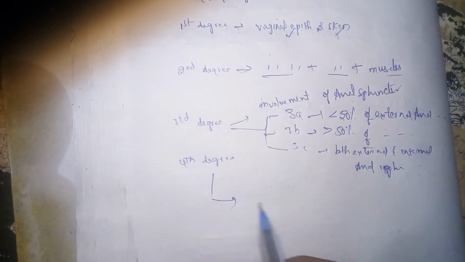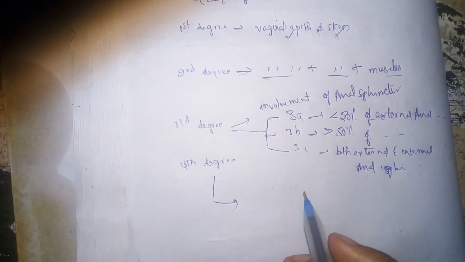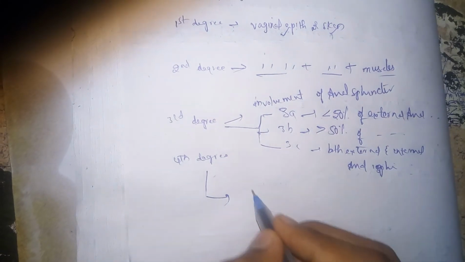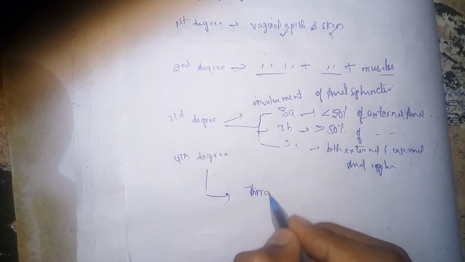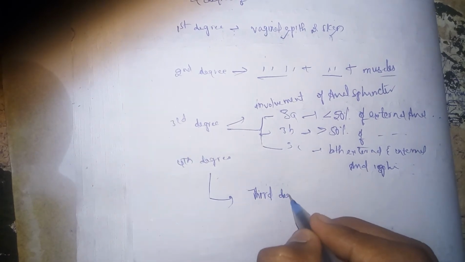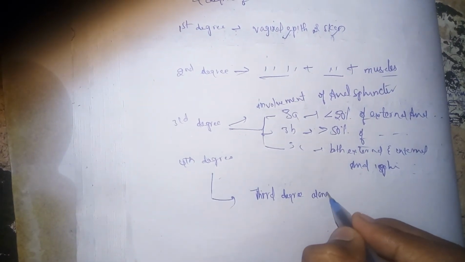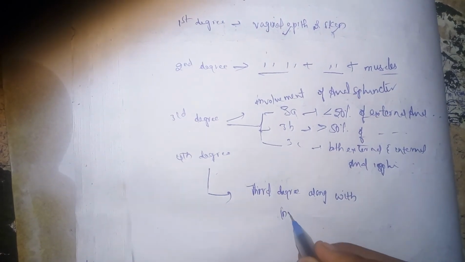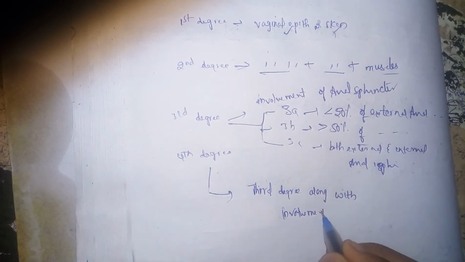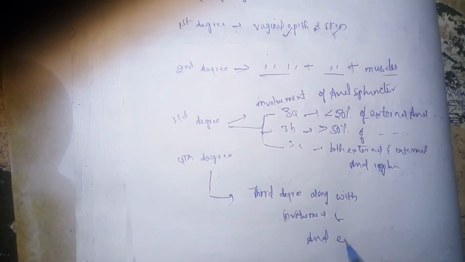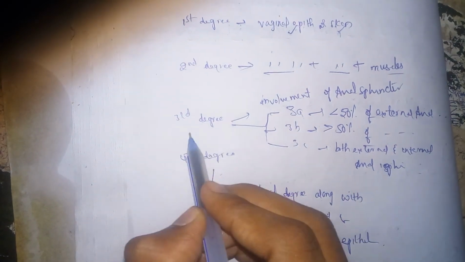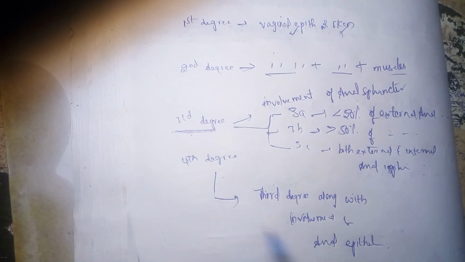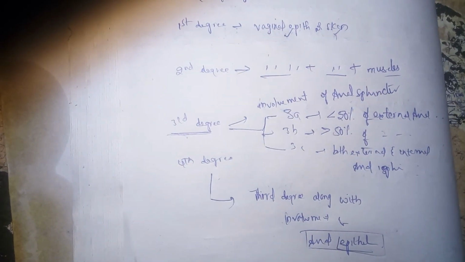Fourth degree is nothing but third degree along with involvement of the anal epithelium. See, in third degree only the sphincters are involved, but the epithelium has not yet been involved. But in fourth degree, the anal epithelium has been involved.